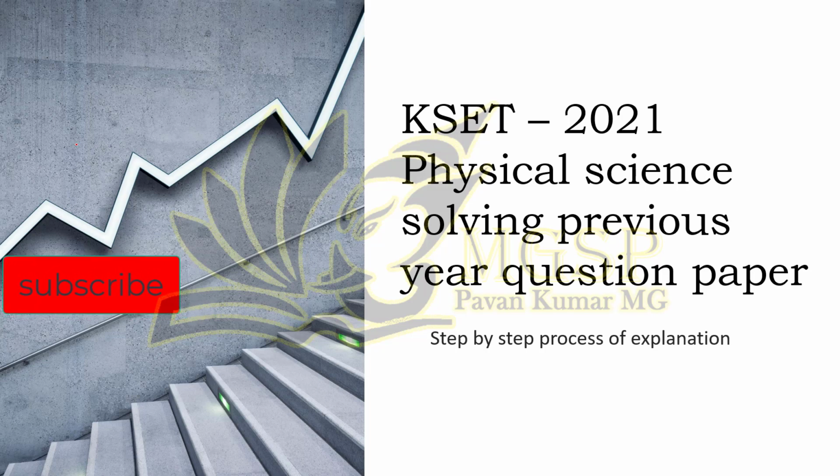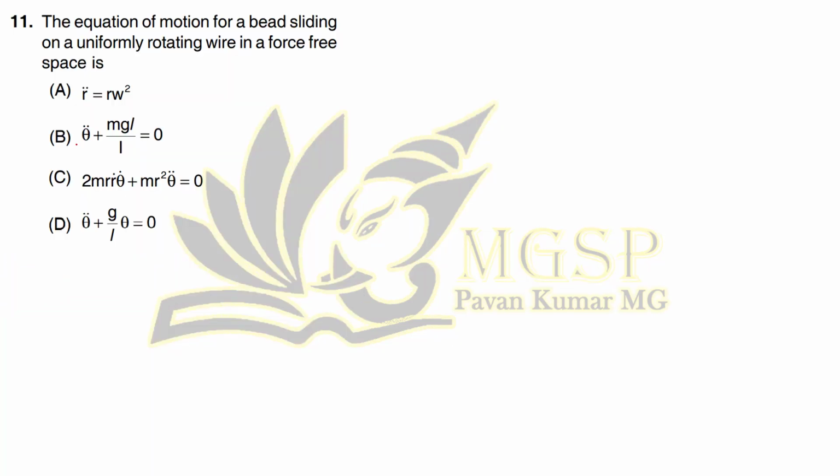Now, let's begin our starting problem. Question number 11. The equation of motion for a bead sliding on a uniform rotating wire in a force-free space. Okay, what is given? We need to find the equation of the motion.